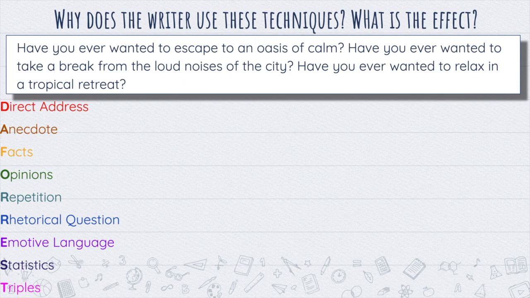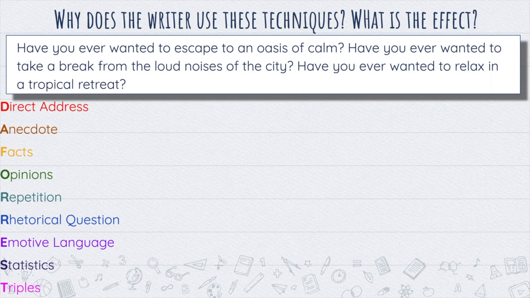Have you ever wanted to escape to an oasis of calm? Have you ever wanted to take a break from the loud noises of the city? Have you ever wanted to relax in a tropical retreat? So we've already identified that we have direct address, repetition, rhetorical questions, and a triple as well. So let's have a look at them one by one.